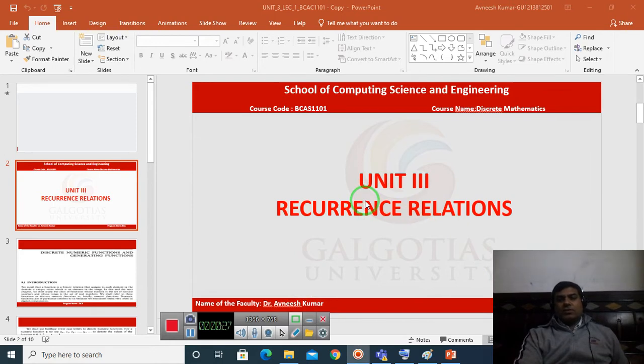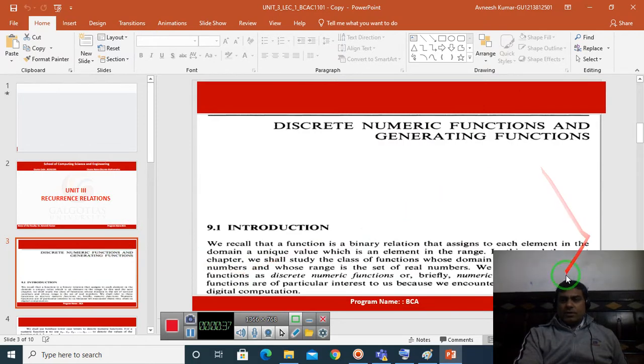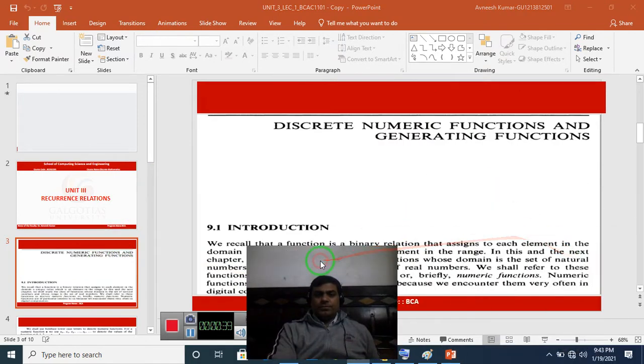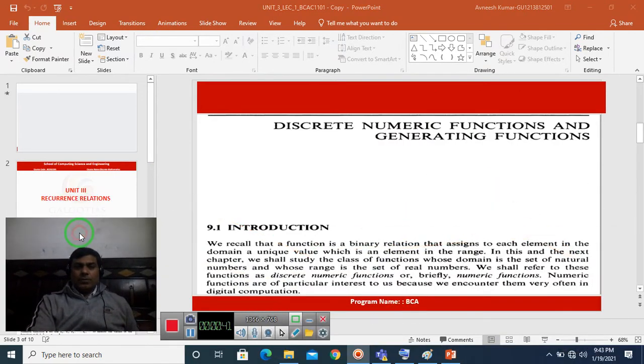This is the first lecture of unit 3. This unit is generating function and recurrence relation. Now first we are going to discuss the generating function. So basically generating functions generate from the numeric function.